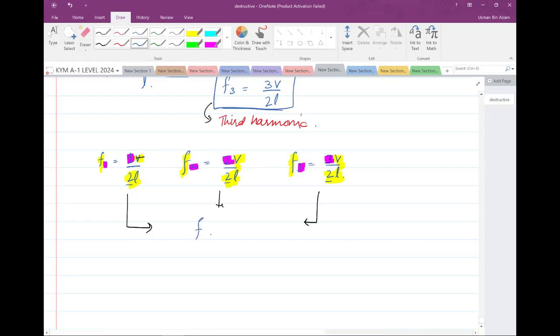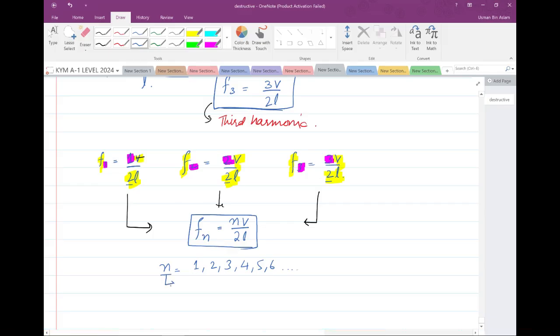So I can write the general formula to be equal to Fn equals nV by 2L, where n is equal to 1, 2, 3. It could even be 4, 5, or 6. I showed you only 3 harmonics. I will show you another one if you request me to. But the results are not going to change.